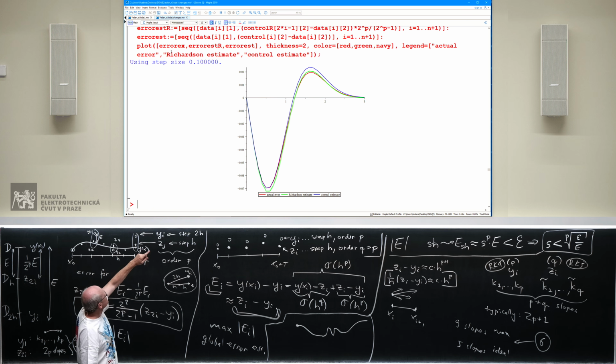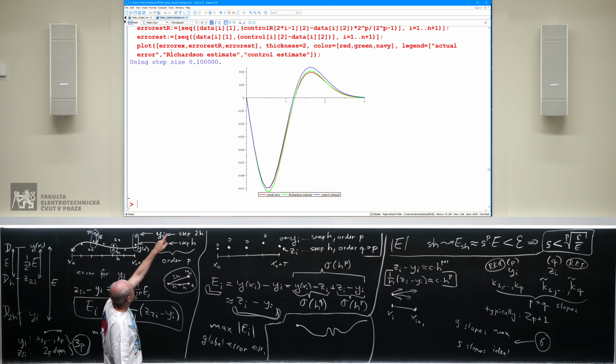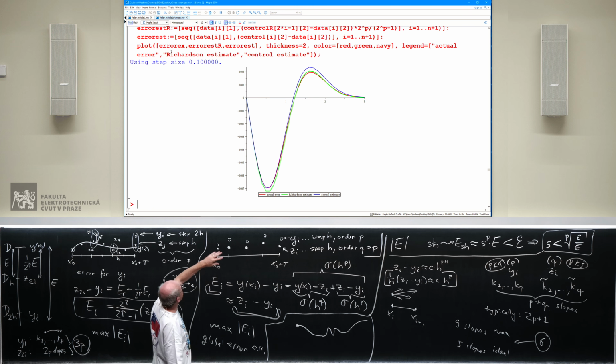Now, after you find them, you go for y_i. This should be the method of order 4, so how many slopes are used? 1, 2, 3, 4. That fits. 5 slopes for the control method z. 1, 2, 3, 4, 5. That also fits. Which slopes are actually being used?